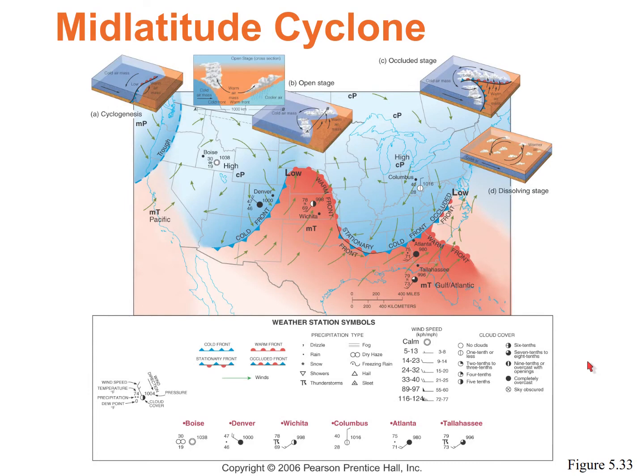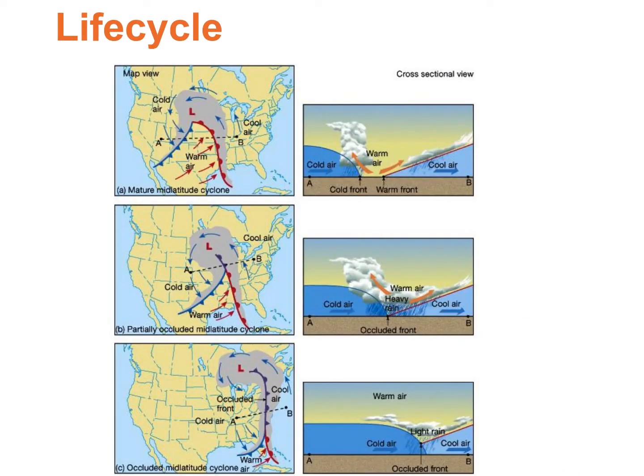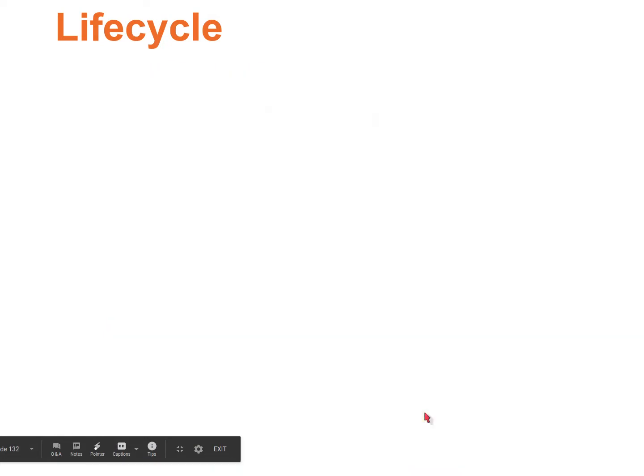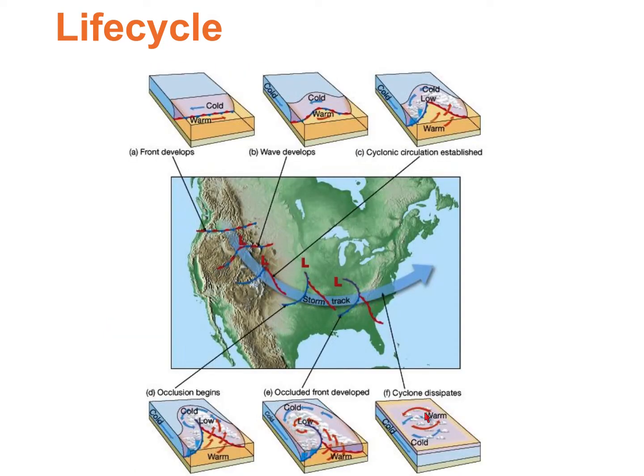Another diagram showing the same thing. I like this. I stole this from another weather book. So you can see the cold front here, warm front here. Here's your cold front, warm front. The same system progressing over 3 days. You have occlusion. Here's a fully occluded front with all the warm air being lifted up. Different weather book showing the same thing.